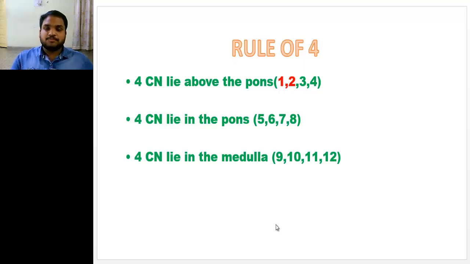The first rule of 4 is: the first 4 cranial nerves lie above the pons. The second 4 cranial nerves lie in the pons, and the next 4 cranial nerves lie in the medulla, right? So the first 4 cranial nerves lie above the pons. That is, 3 and 4 are situated in the midbrain, while 1 and 2 are even higher above. The next 4, that is cranial nerves 5, 6, 7 and 8, lie in the pons, while the 9, 10, 11 and 12 cranial nerves lie in the medulla, right? So that is one rule that helps us remember where all the cranial nerves arise from. So that is the first rule of 4.